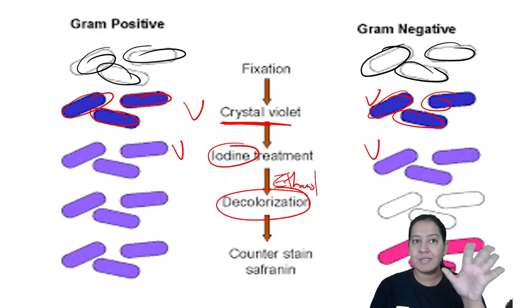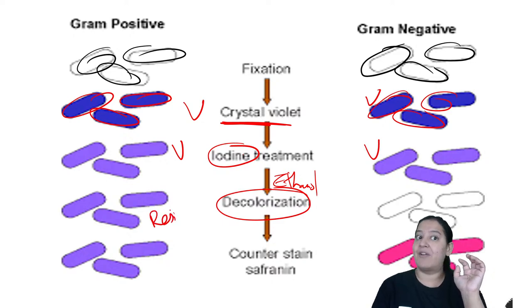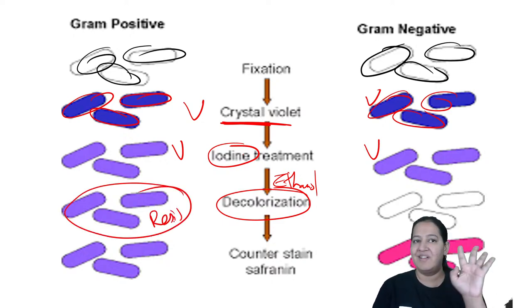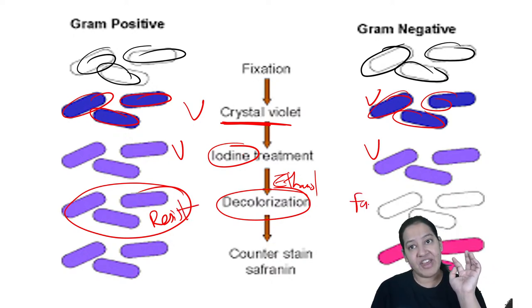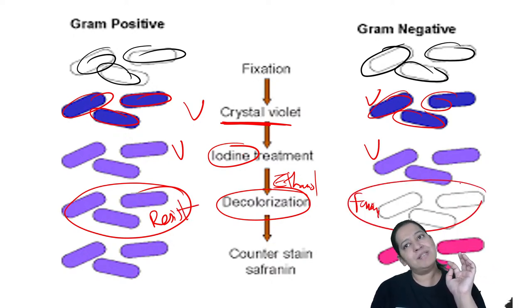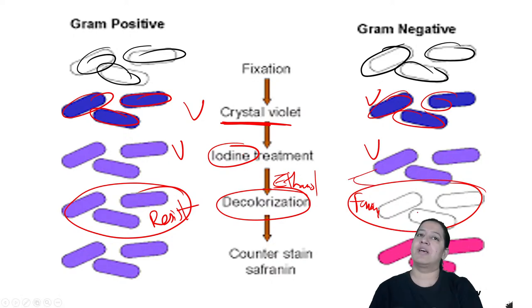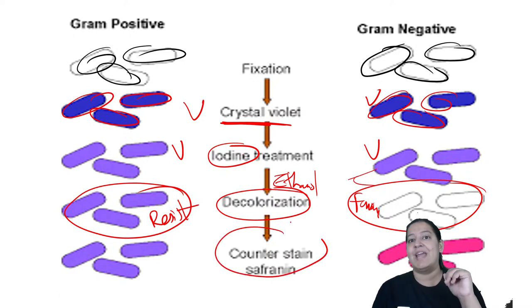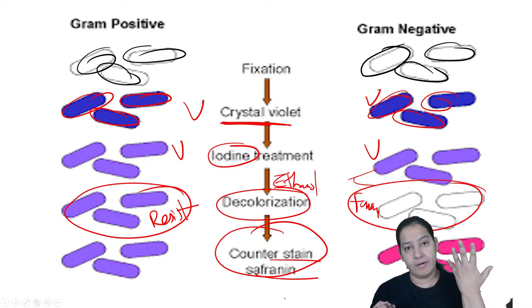Ethanol. So now some bacteria resist decolorization. They are not losing the color. The primary stain will not come out with the decolorizer, they are resisting. And some are favoring decolorization. So from these the primary stain will come out, they will again become transparent. And now you are adding the secondary stain. Secondary stain, counter stain, safranin or carbol fuchsin.